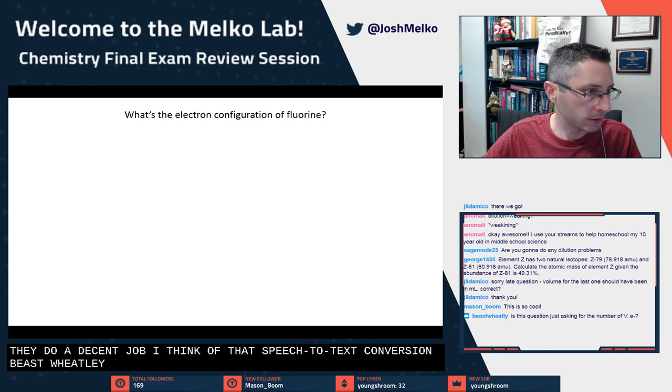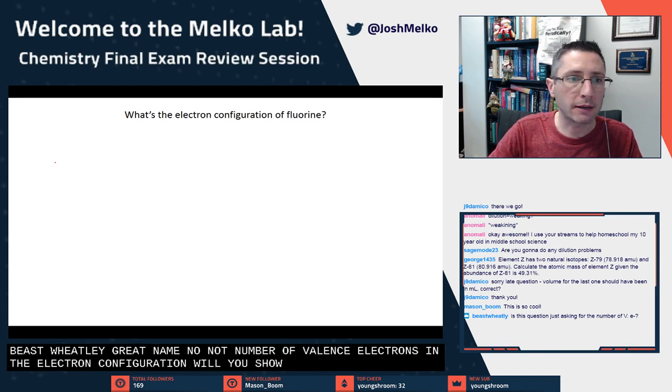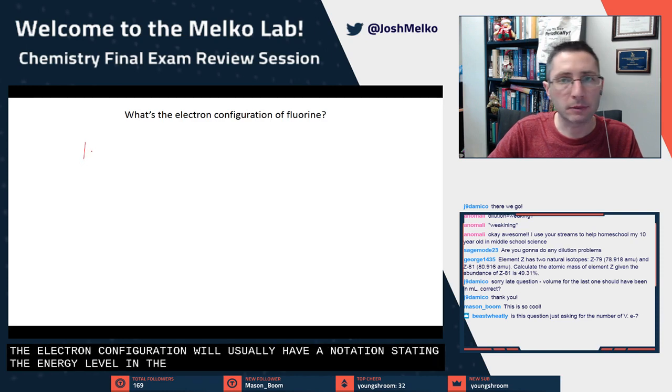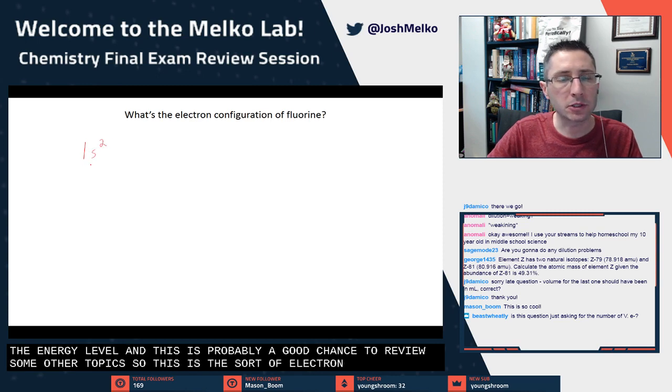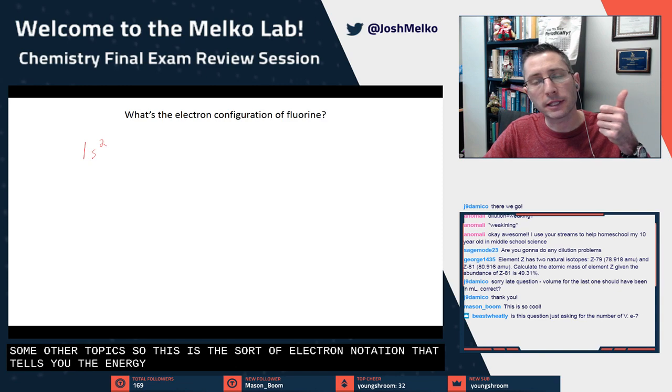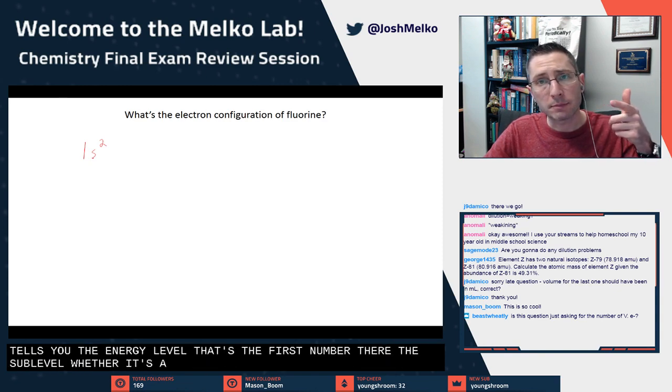Beast Wheatley, great name. This question is essentially just asking for the number of valence electrons. The electron configuration will usually have a notation stating the energy level, and this is probably a good chance to review some other topics. So this is the sort of electron notation that tells you the energy level, that's the first number there, the sublevel, whether it's S, P, D, or F, and then the number of electrons.